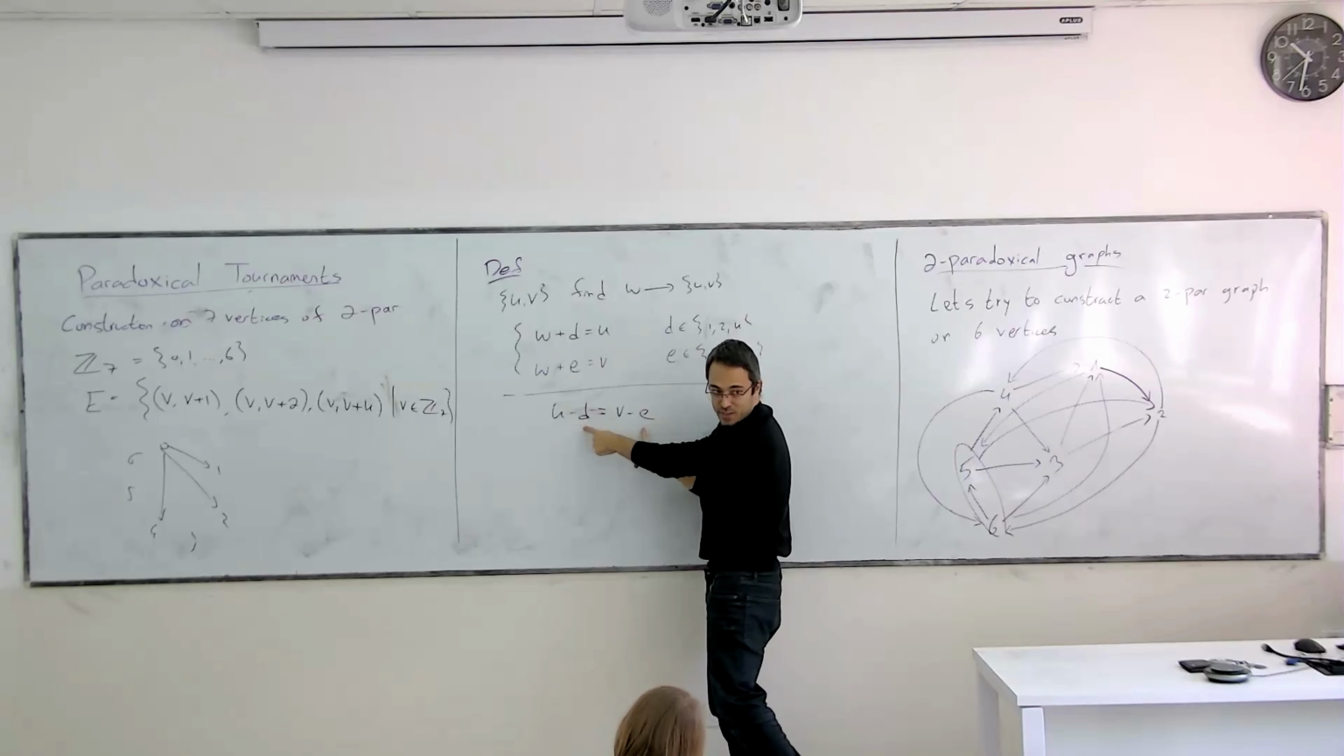So you want to solve for that, or equivalently, it's a field. You can move things around. Actually, it's enough that it's a group. You can move things around, and really what you want is, given U and V, so essentially you're given this difference, and you want to find D and E that satisfy it.